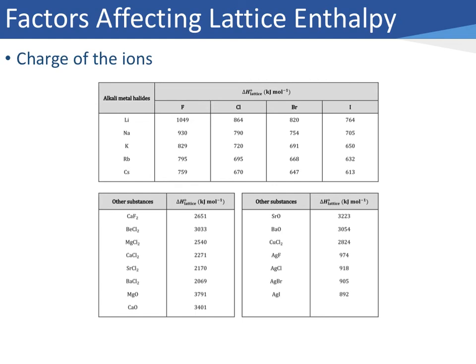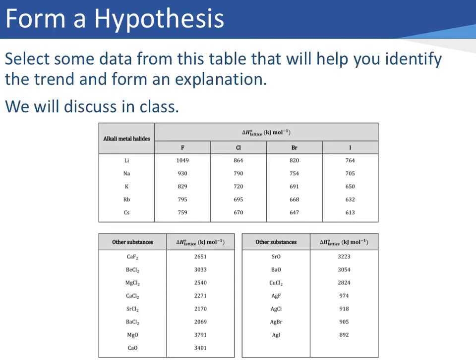And also, I'd like you to use the rest of the table. The previous slide had just the top portion of table 18. Now we have all of the table. How does charge on an ion influence the lattice enthalpy? That's what I'm interested in you working through now. Select some data from the table to identify the trend and form an explanation. We'll talk about it in class.